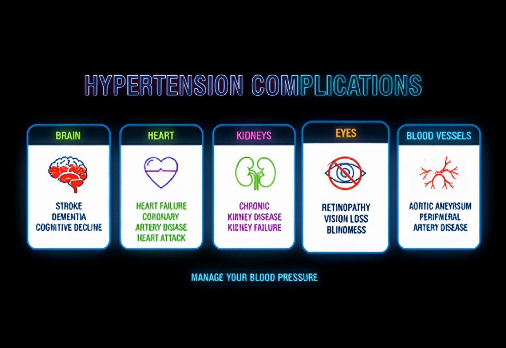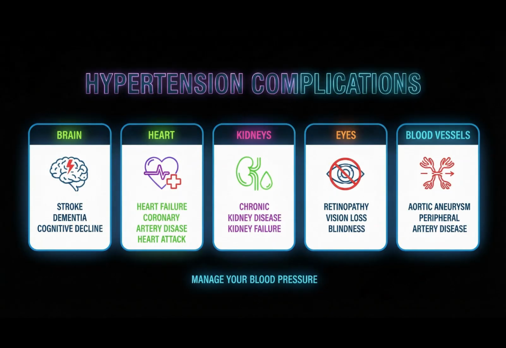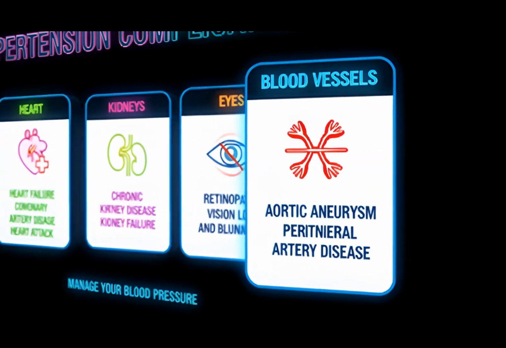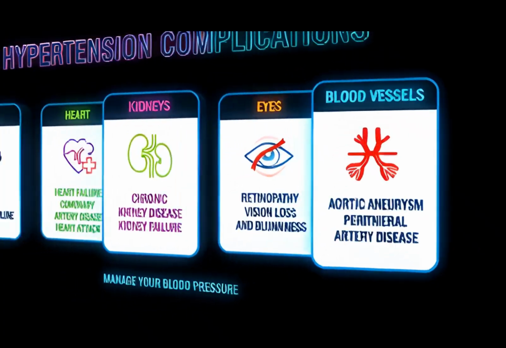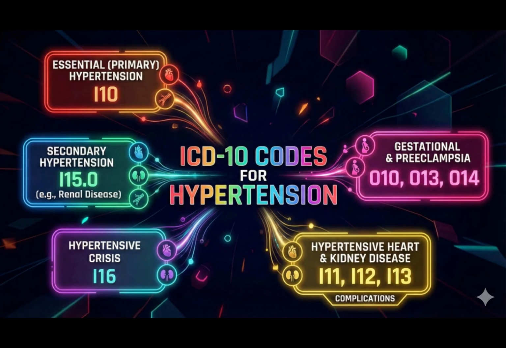Then we have the eyes. Hypertension can damage retinal vessels, leading to retinopathy, vision loss, and even blindness if untreated. And finally, the blood vessels. High BP weakens vessel walls, increasing the risk of aortic aneurysms and peripheral artery disease. All of these complications tell one clear story. Managing blood pressure and coding it accurately saves lives. So remember, manage your blood pressure and code it right.